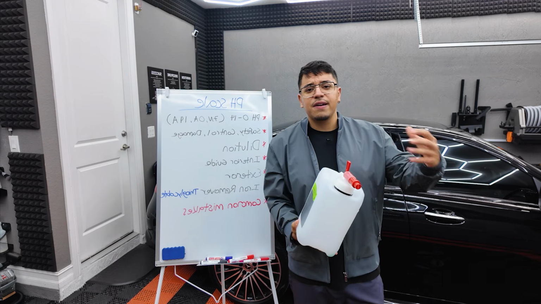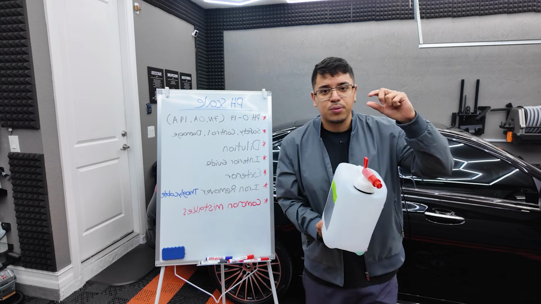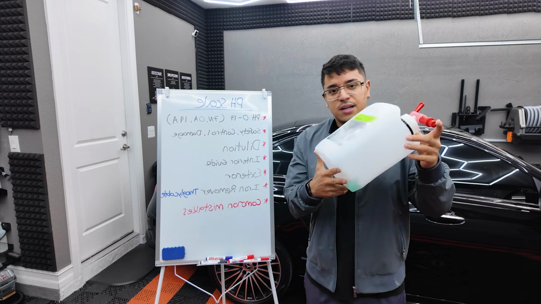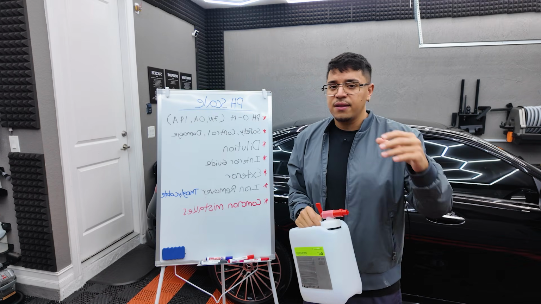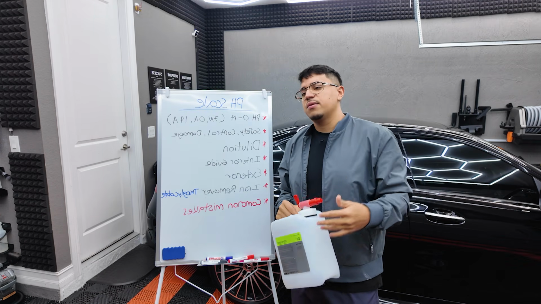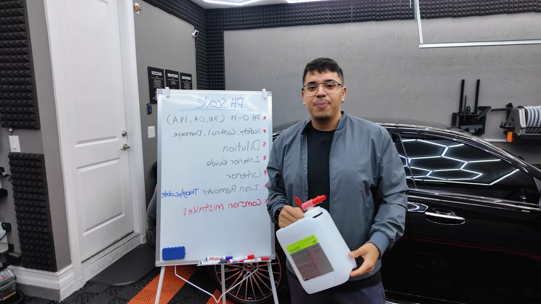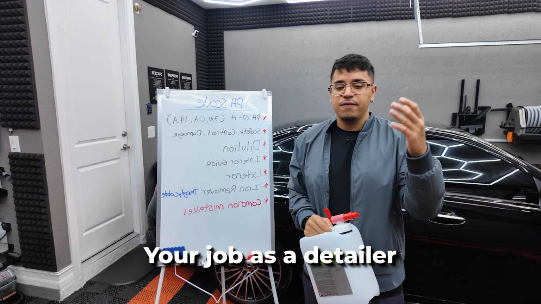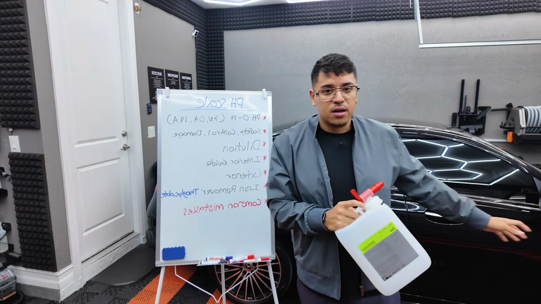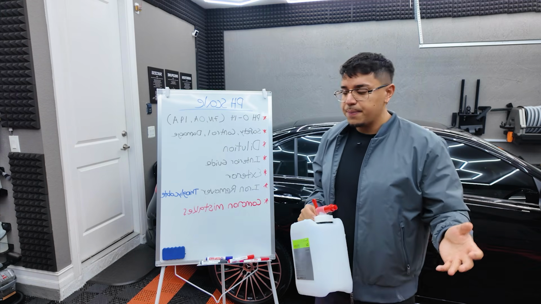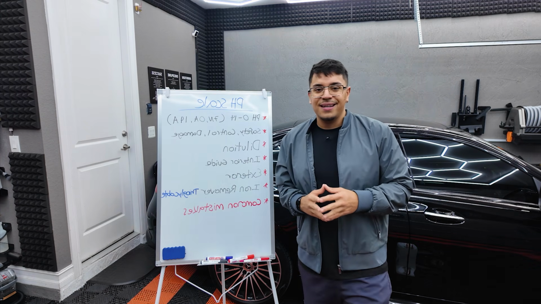And matter of fact, it's not even about that. The leather has a protective coating. If you use an alkaline product on leather over and over again, you will fade the protection. So eventually something might happen, and your job as a detailer, especially if you're doing this professionally, is to preserve the customer's car and interior and everything, right? Now, let's jump into the exterior.